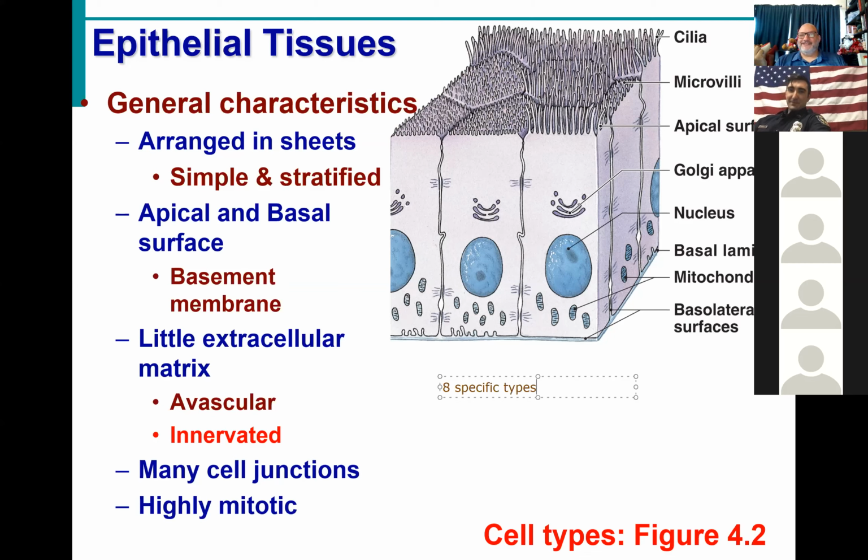Wait, what? As I told you, anatomists hate you. Absolutely. Based on the rules as we have described it, there should be 6 epithelial tissues, but there are actually 8 specific types of epithelial tissues because anatomists hate you. They make up rules and then they change the rules on us. They like to throw curveballs. So let's start with the easy ones first.